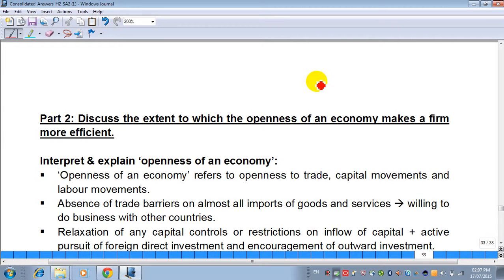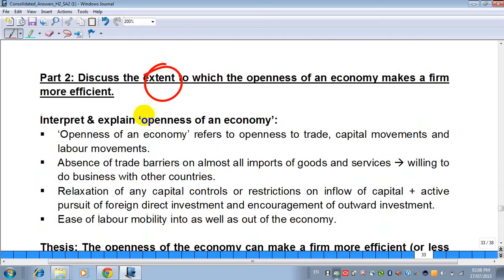And thirdly, you need to give me other factors due to the word extent, because it's a to-what-extent question. So when you say that openness is not the biggest factor that makes it more efficient, then that begs the question, right? Well, there must be other factors that can make the firm more efficient. And what are these other factors?